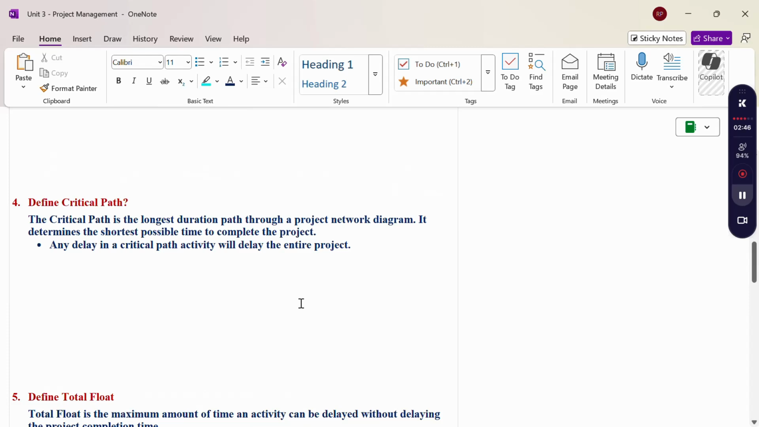And critical path. So what is a critical path? Define critical path. The critical path is the longest duration path through a project network diagram. It determines the shortest possible time to complete any project. So any delay in a critical path activity will delay the entire project.